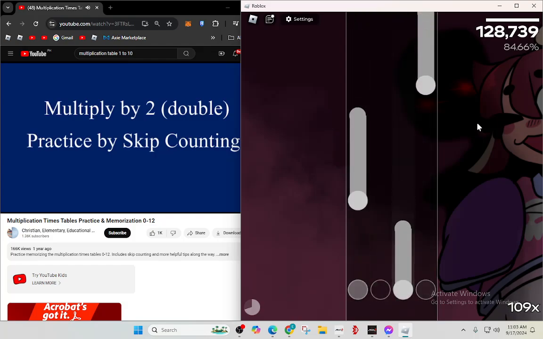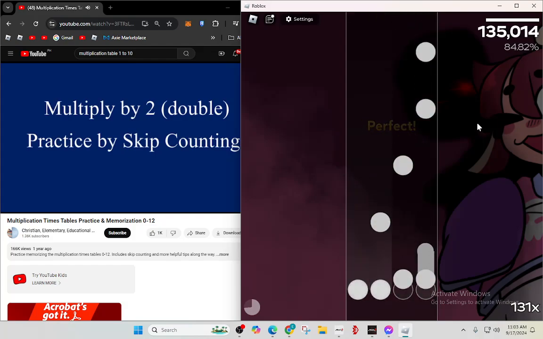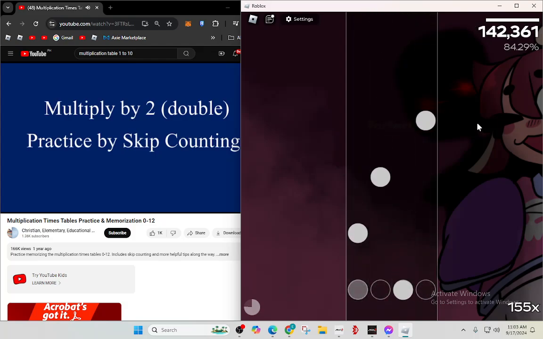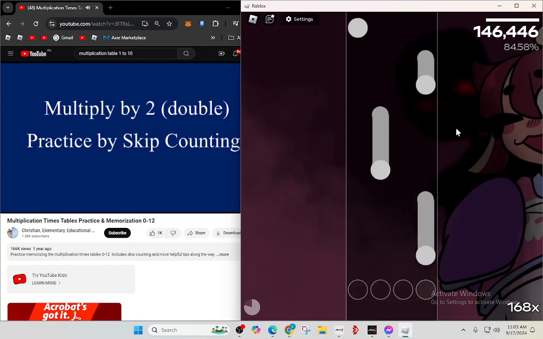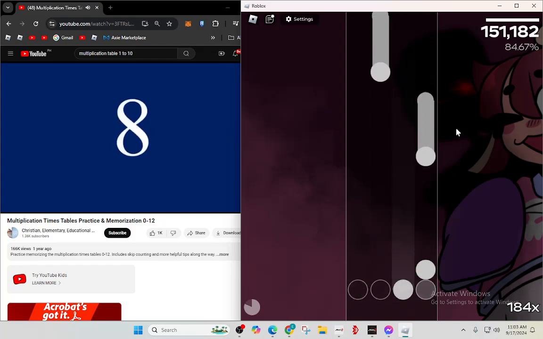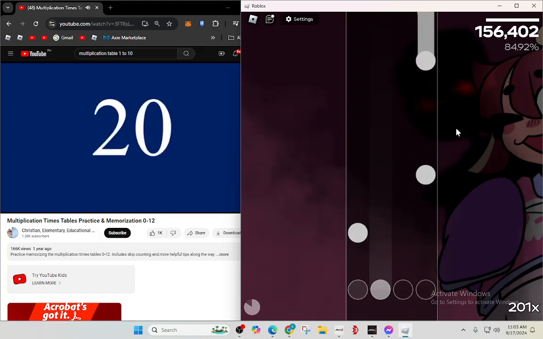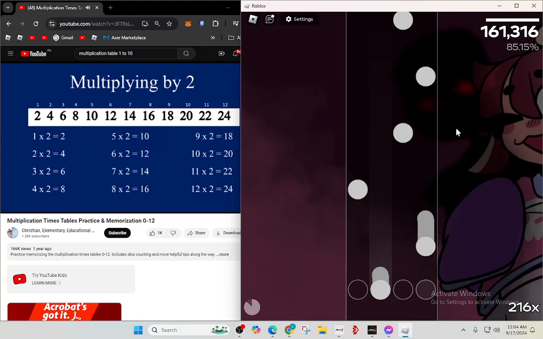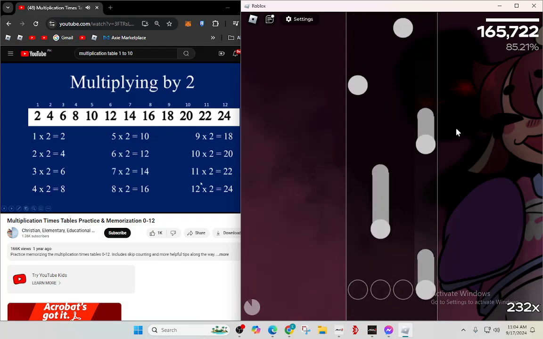Before we begin saying the equations and answers, though, let's practice by skip counting, because when we skip count, what we are saying is the answer to each multiplication problem in order. Okay, say these with me. We're going to skip count by 2 first. Ready? 2, 4, 6, 8, 10, 12, 14, 16, 18, 20, 22, 24. Very good. Okay, now let's practice multiplying 1 through 12 by the number 2.